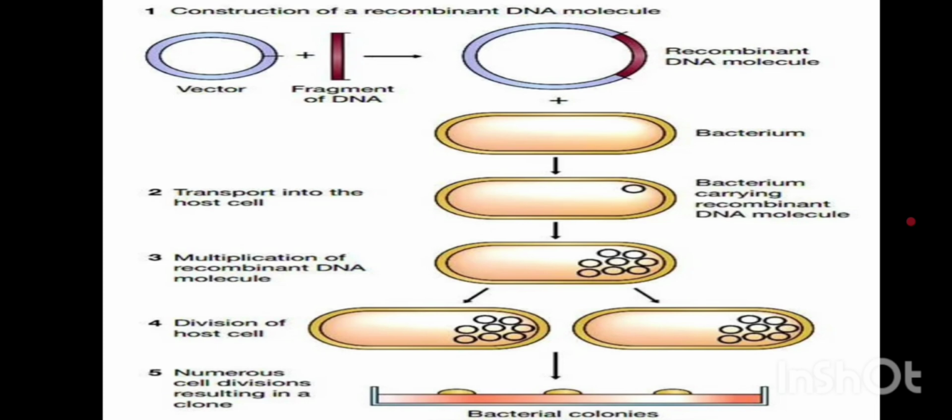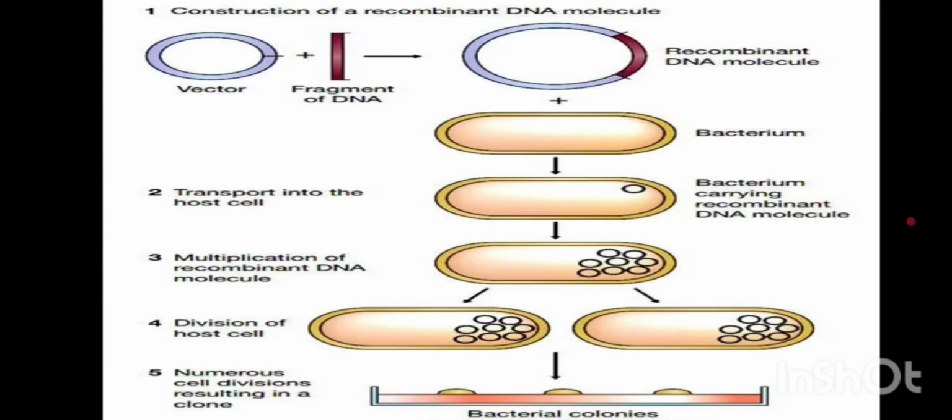Inside the bacterial host, the recombinant DNA plasmid begins to replicate. Since plasmids are capable of independent replication, multiple copies of the recombinant DNA are produced. As the host cell divides, the recombinant DNA is passed on to its daughter cells. This ensures that each new bacterial cell carries the recombinant DNA.